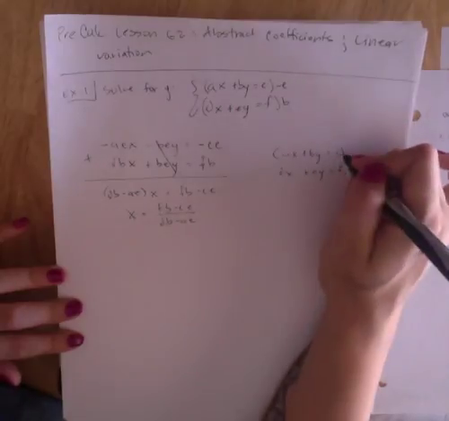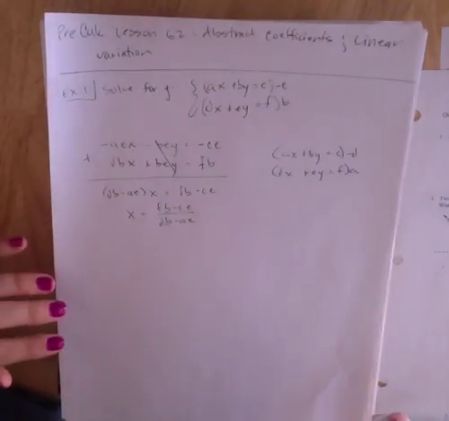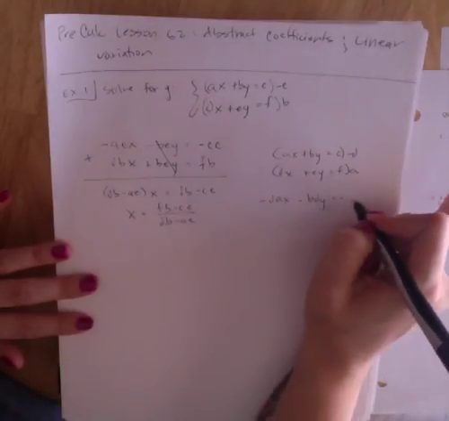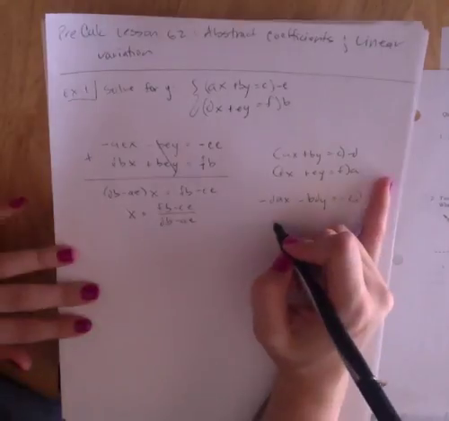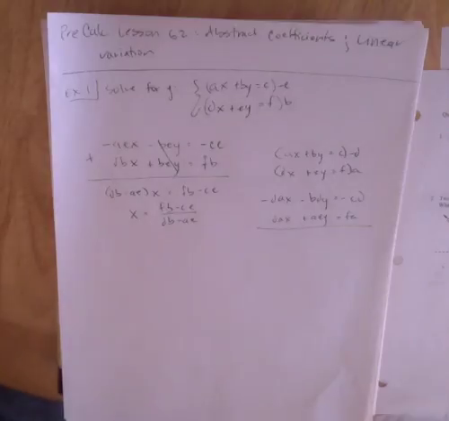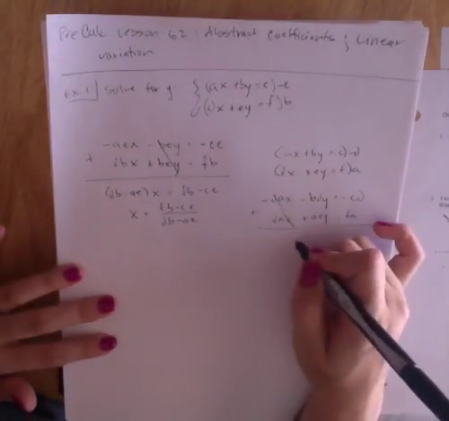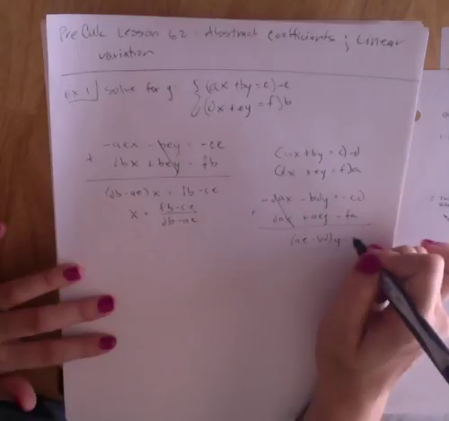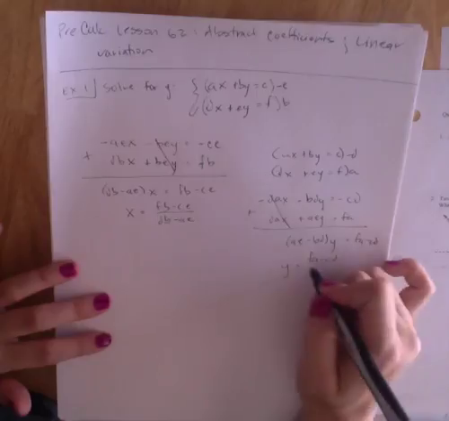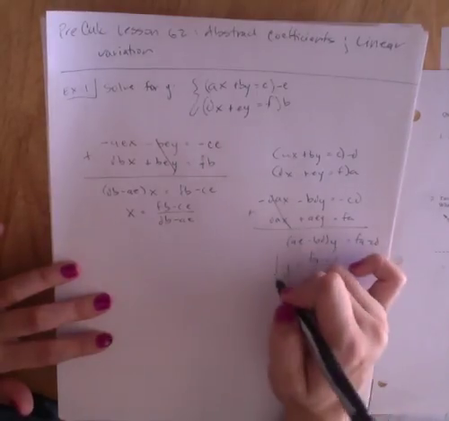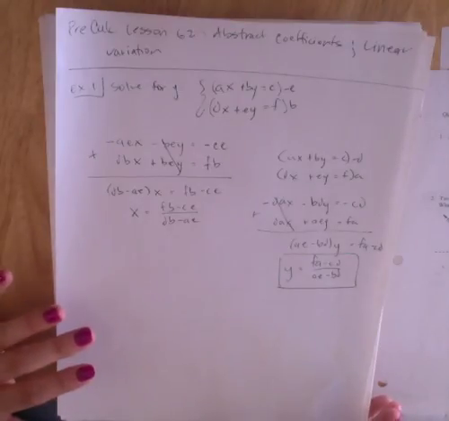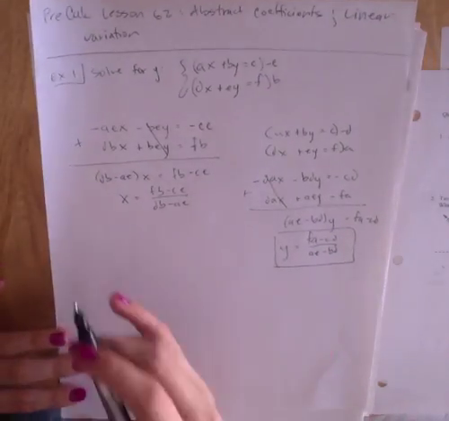I'm going to multiply this top equation by minus d and this equation by a, giving me minus dax minus bdy equals minus cd, and I will have dax plus aey equals fa. I add them together, my x's eliminate, and I get ae minus bd y equals fa minus cd. So y equals fa minus cd over ae minus bd. There you have it. Okay, let's do another example.